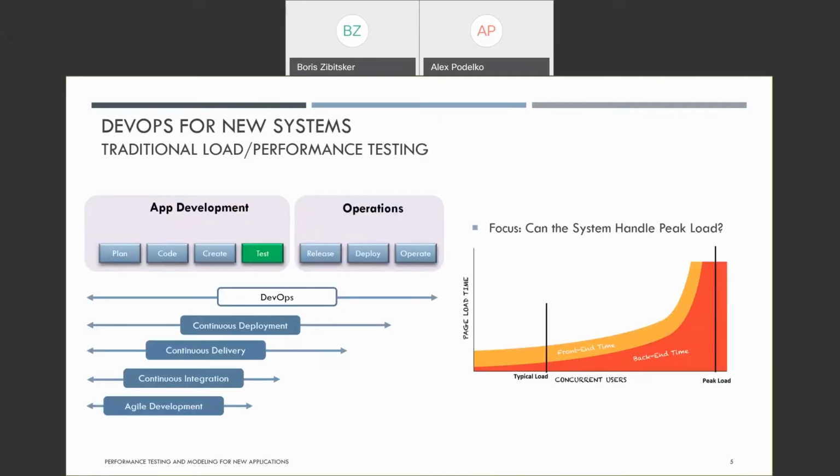Traditional load performance testing was focused on handling peak load by the system and usually happened in the last step before deploying in production during the waterfall development process. Things change, and now with DevOps, we need to get feedback earlier.